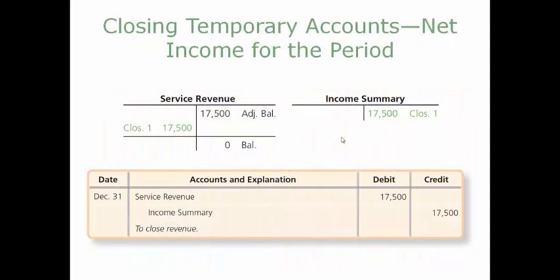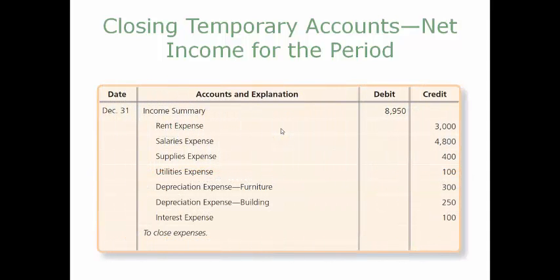Okay, so here's the first one that we're closing. This is just closing the service revenue account into income summary. Here's our closing entry number 1. We're going to debit service revenue for $17,500, and we're going to credit income summary for $17,500. And now we're using this new account, and so far the income summary account has a net credit balance of $17,500. The service revenue account has a zero balance.